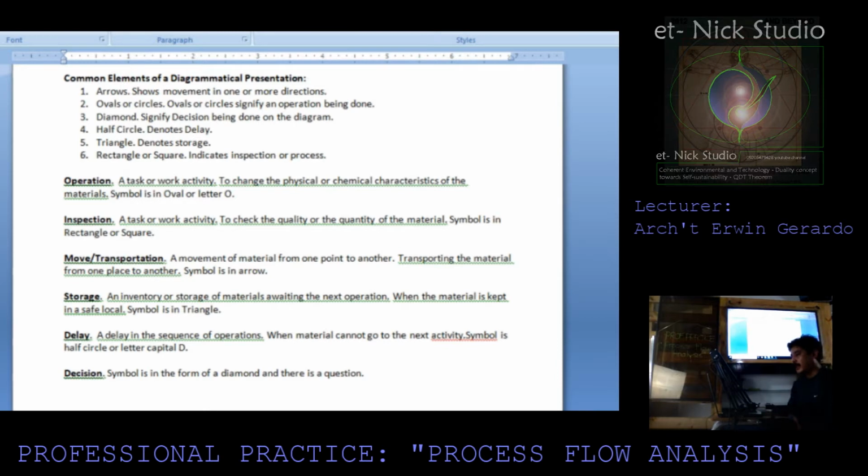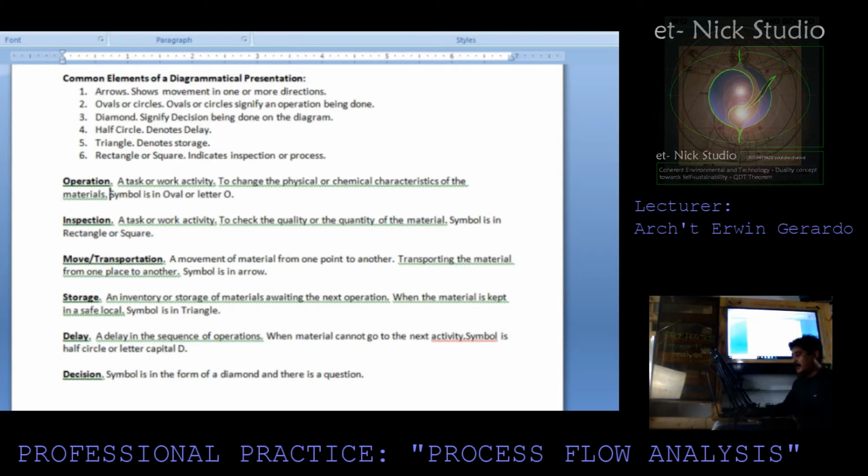Inspection is a task or work activity to check the quality or quantity of the material. The symbol is a rectangle or square. Move or transportation is a movement of material from one point to another, transporting the material from one place to another. This is in the form of an arrow.